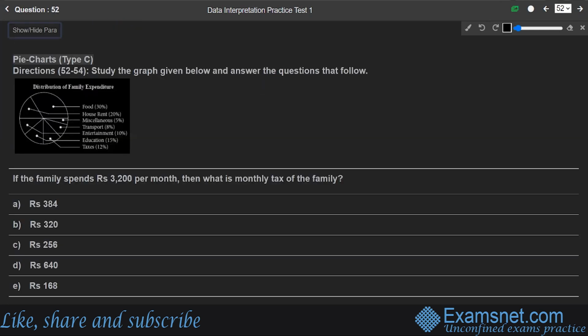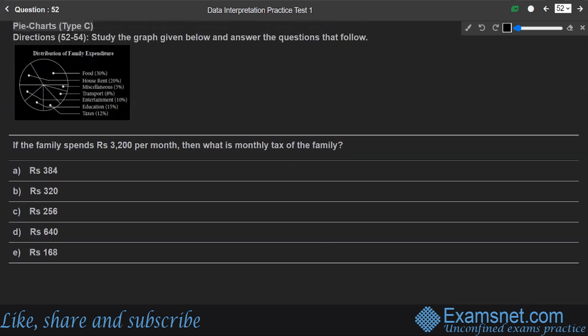Now we have got a different graph, and it is nothing but a pie chart. A pie chart represents values given in the form of a circle. Let us study the graph first. The graph indicates the distribution of a family's expenditures. There are different components: food 30%, house rent 20%, miscellaneous 5%, and so on. Different components have been distributed in terms of the graph.